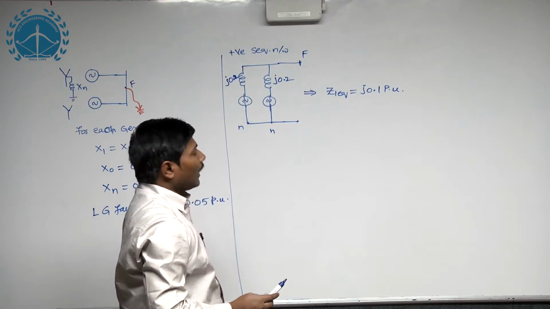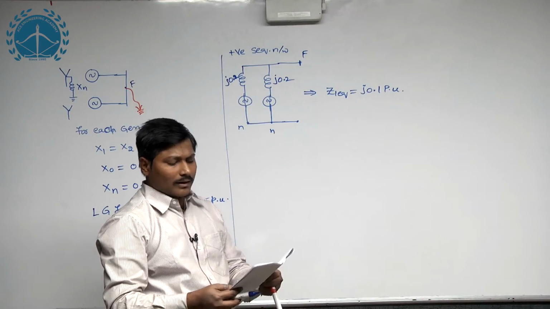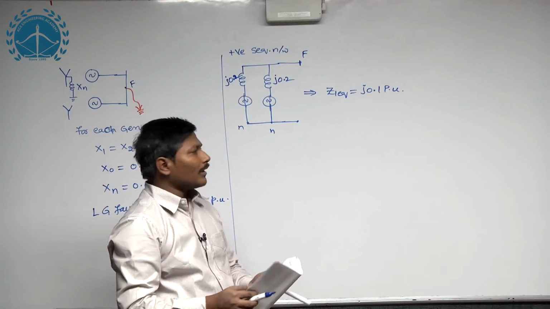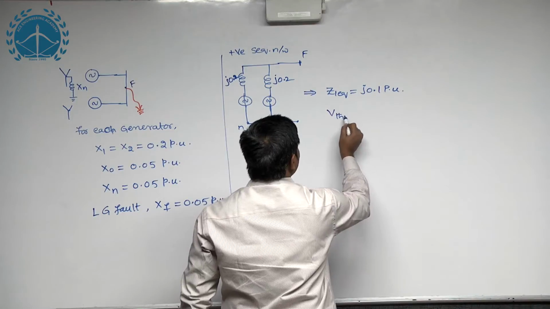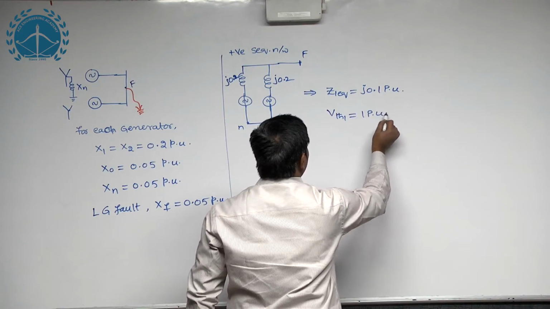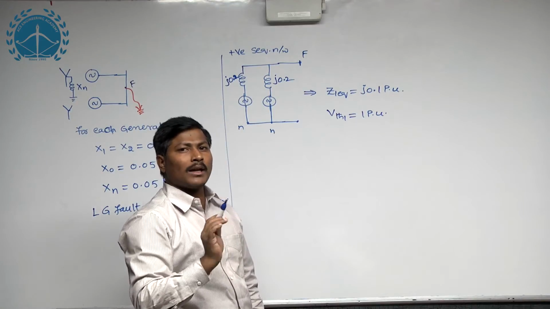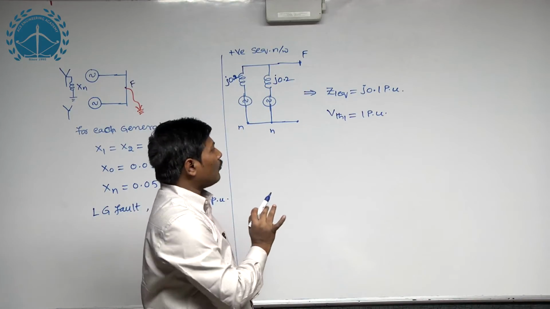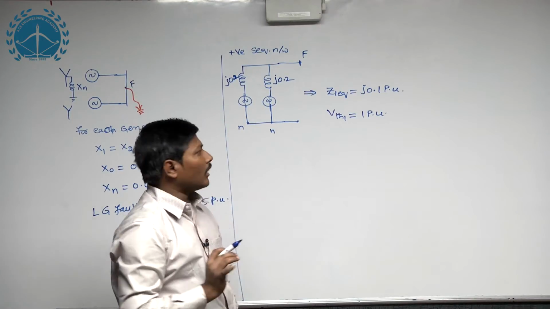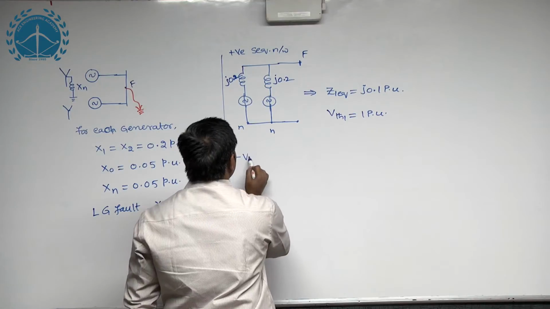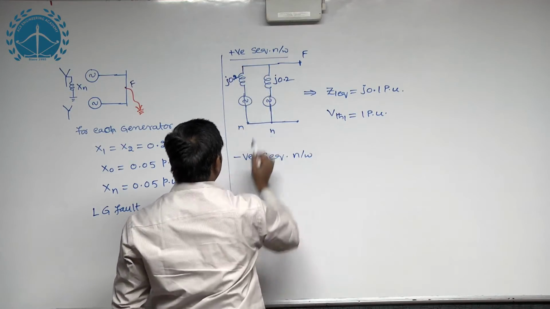He is not mentioning anything regarding the pre-fault voltage. Of course, he said 13.2 kV here. We will assume that voltage to be 1 per unit. That means the positive sequence Thevenin voltage equals 1 per unit, and the system is assumed to be balanced before the occurrence of the fault, meaning we have only positive sequence Thevenin voltage existing before the fault, right.